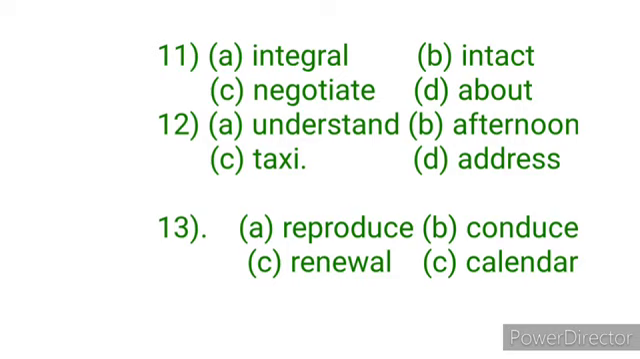Now, option D, about. Remember I told you about schwa sound? About. The first syllable is a schwa sound, and a schwa sound can never be stressed. So the stress is on the second syllable, about. As you already know, the correct answer is option A, integral. This is the word that has its stress on the first syllable.